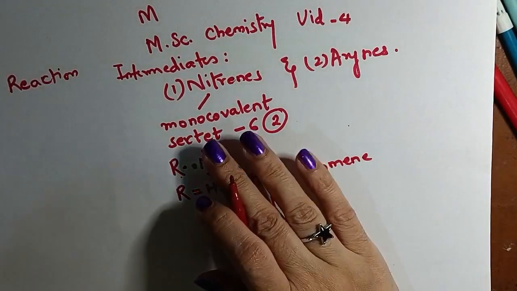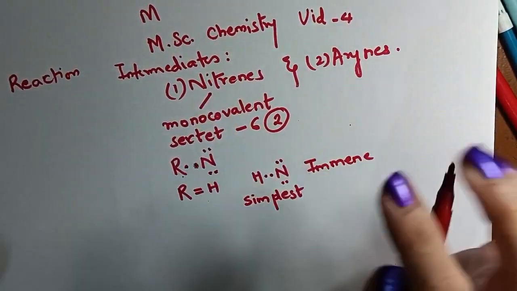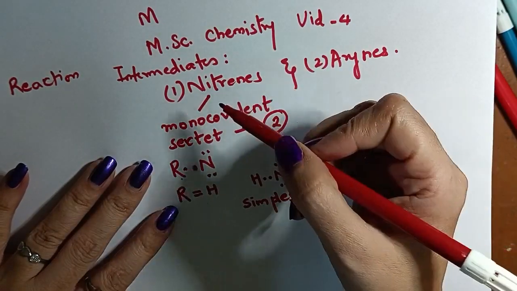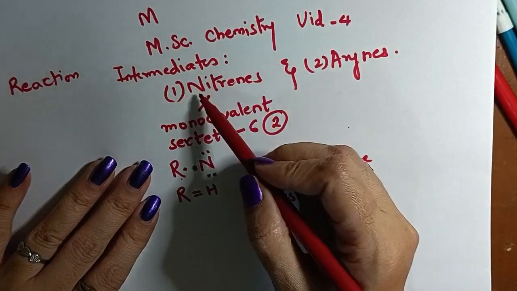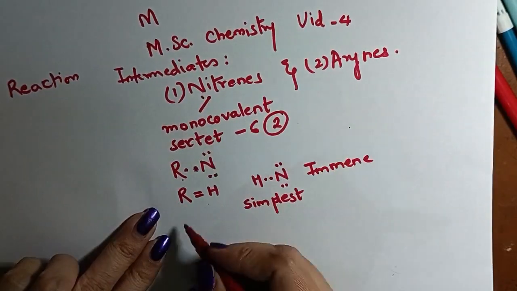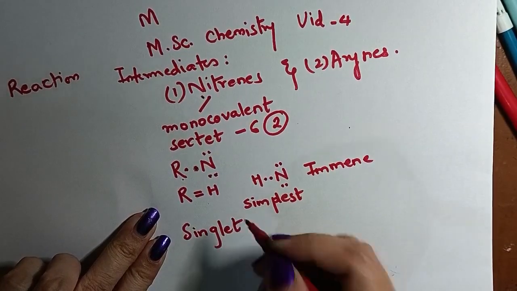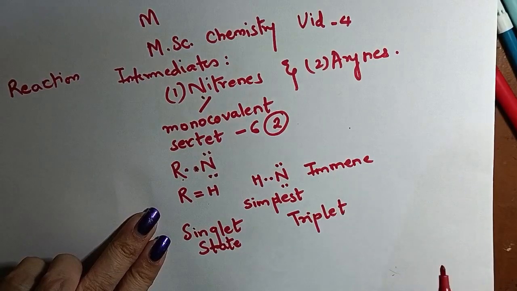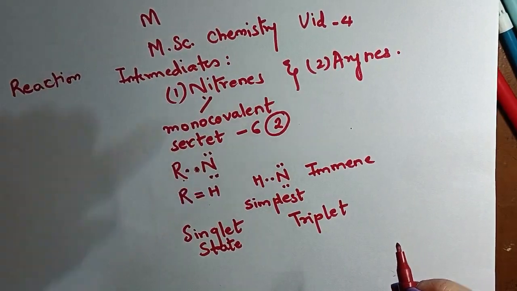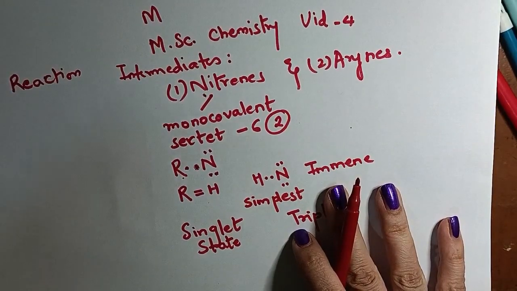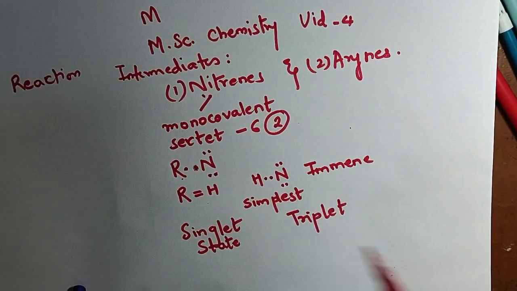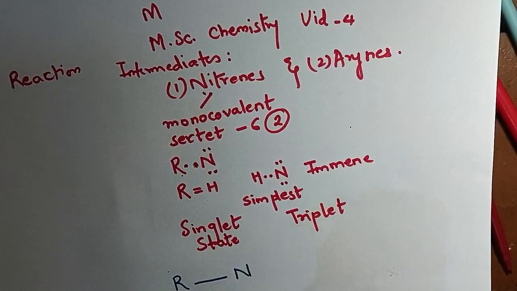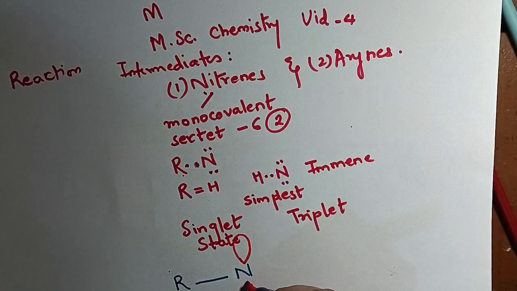Now, this nitrene intermediate, same like carbenes. In my video 3, I have shown how carbenes have different states. Same way, nitrenes also exhibit 2 states, that is the singlet state and the triplet state, with a very slight difference. Since it has 6 electrons, I will show the diagrammatic representation. Nitrogen here, p orbitals.